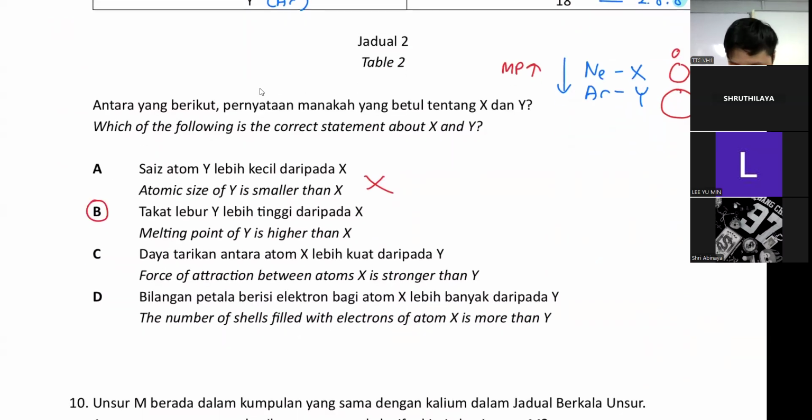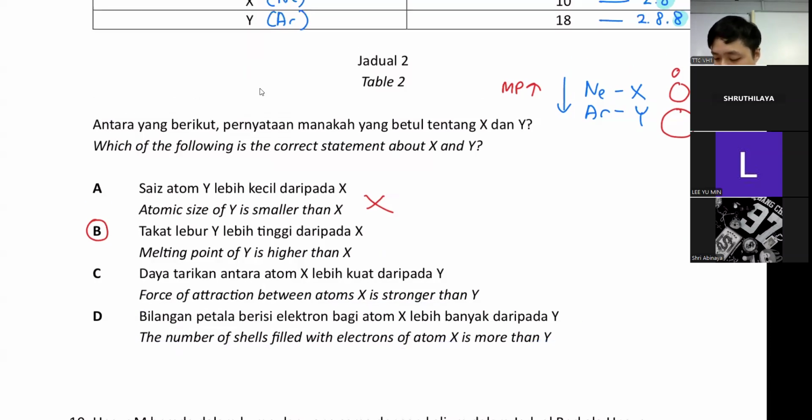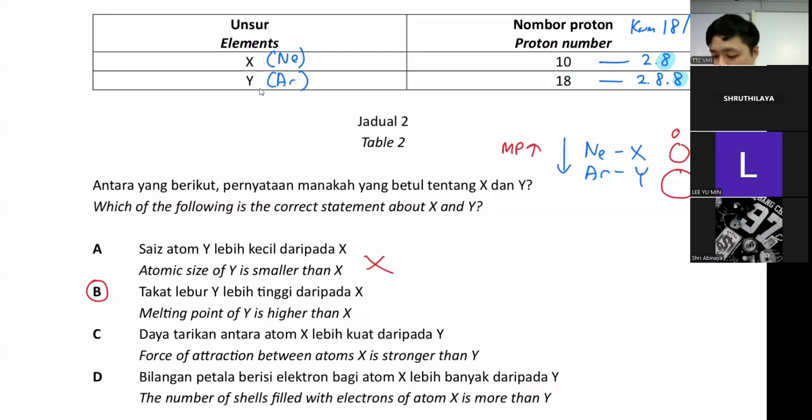C is not the answer, because force of attraction between atoms of X is stronger than Y. No, X is not stronger than Y. Actually, Y is stronger. Next, number of shells filled with electrons of atom X is more than Y. No, X only has 2 shells. Y has 3 shells. So it's B.